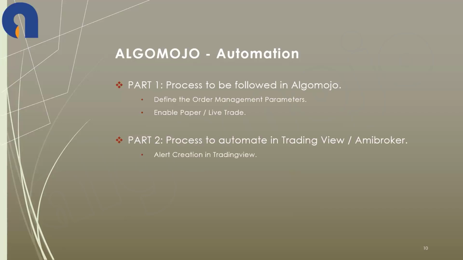So in TradingView or in Amibroker, you have to create an alert for the strategy that you want to run. For Amibroker, you need to download the necessary modules and use the webhook URL, both in TradingView and Amibroker, which are provided on the Algomojo platform. You just need to do a copy paste in TradingView alert creation or in Amibroker so that the signals will be converted to orders.